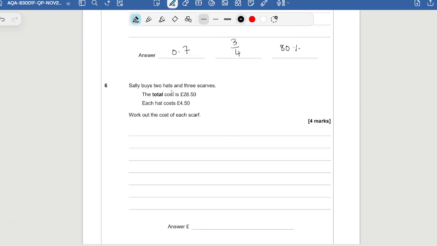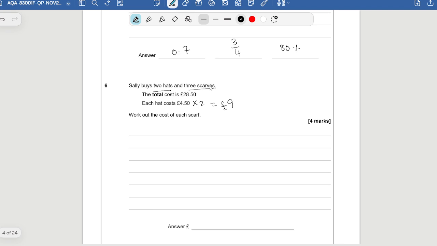Sally buys 2 hats and 3 scarves. The total cost is 28.5 pounds. Each hat costs 4.5 pounds. Work out the cost of each scarf. So the total money she will pay for buying 2 hats and 3 scarves is 28.5 pounds. And one hat costs 4.5 pounds. She bought 2 hats, so its value will be 4.5 times 2. Double of 4.5 is 9 pounds. So 2 of the hats cost 9 pounds.